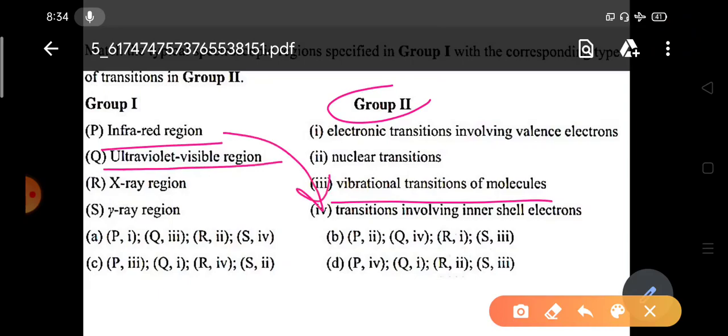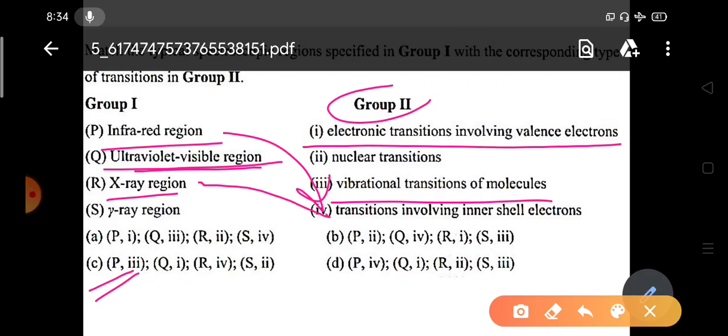The ultraviolet region belongs to the electronic level transition, because electronic spectra lie within the ultraviolet or visible region. And the third one is the X-ray region. It belongs to the transitions involving the inner electrons. So this one is for vibrational, this one is the X-ray region, and the gamma ray region is for nuclear transitions.